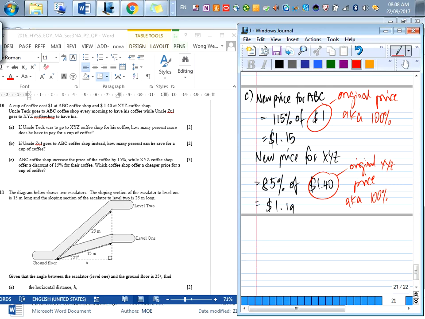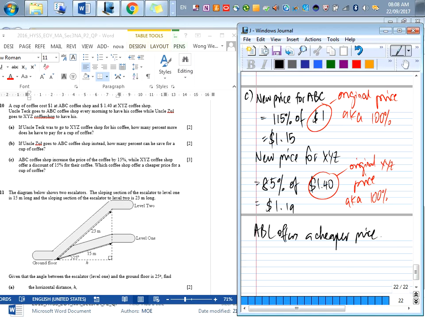So which one will you go to now? Based on this, which one will you go to get a cheaper coffee? We'll go to ABC. So we will choose ABC. ABC offers a cheaper price. That's it. Can?